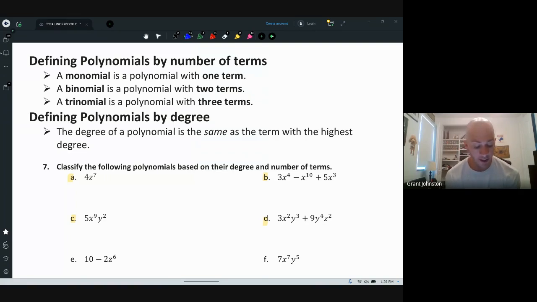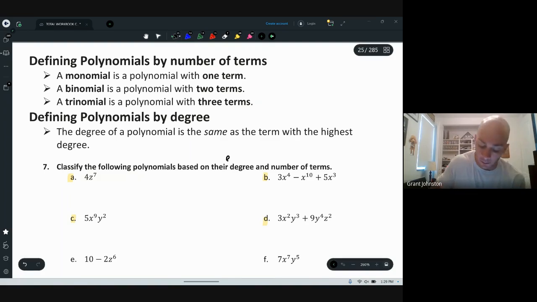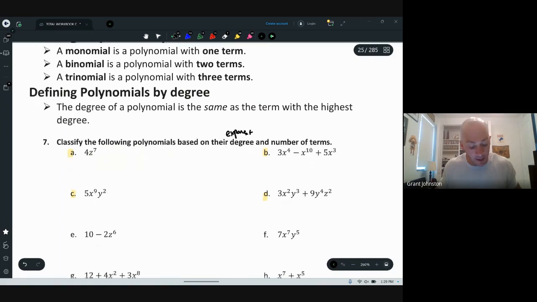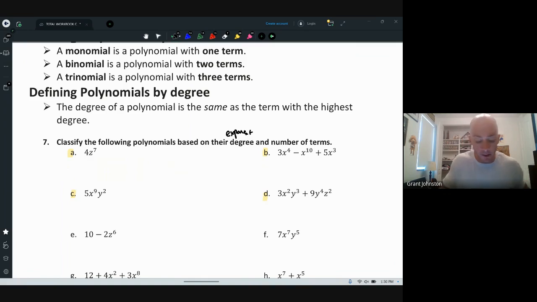So let's first look at 7a. It says, classify the following polynomials based on the degree and the number of terms. And degree is just the exponent. Let me write that. Degree, this is like your exponent. So 7a, we have 4z to the 7th. So the exponent is 7. So this is a 7th degree. And there's only one term. Terms are separated by addition and subtraction. So there is no addition or subtraction here. There's just one term, 4z to the 7th. So this is a 7th degree monomial.